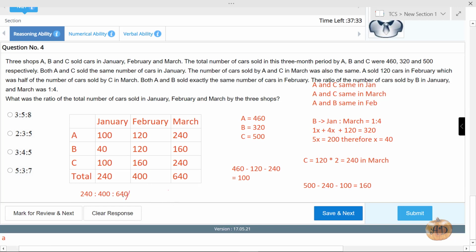So the zeros get cancelled from every side. This will be divided by 2, and this can further be divided by 2, that is 6, 10, 16, and it can further be divided by 2. That gives you 3, 5 and 8. So the correct answer of this question is 3:5.